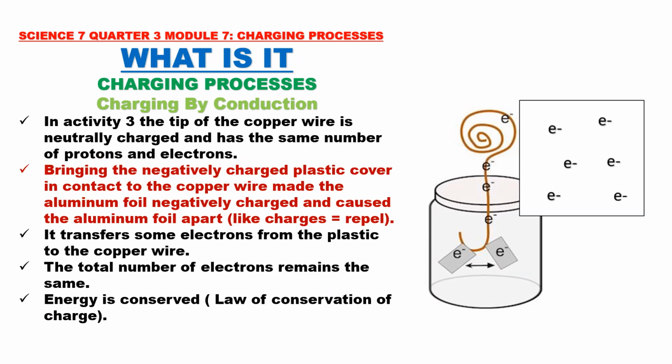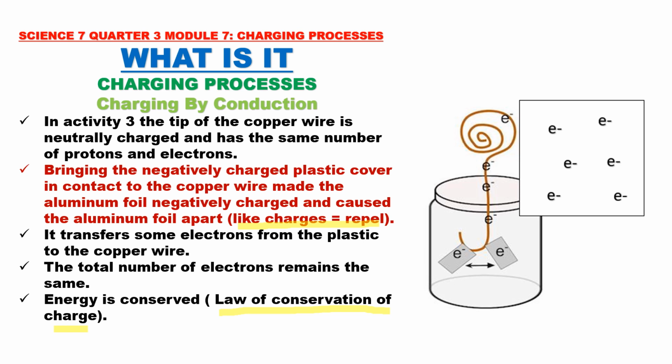In Activity 3, the tip of the copper wire is neutrally charged and has the same number of protons and electrons. Bringing the negatively charged plastic cover in contact with the copper wire made the aluminum foil negatively charged and caused the aluminum foil to move apart because like charges repel. It transfers some electrons from the plastic to the copper wire. So the total number of electrons remains the same. So charge is conserved, and this is stated in the law of conservation of charge.